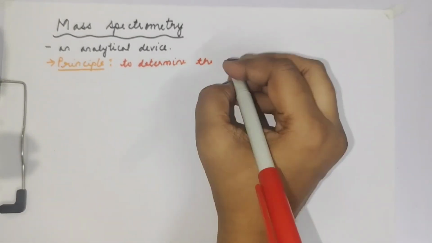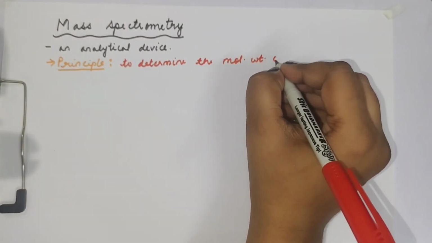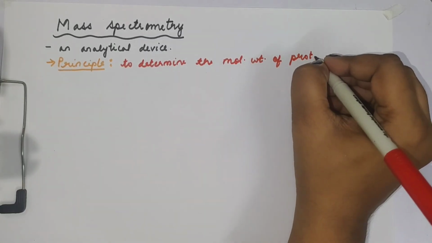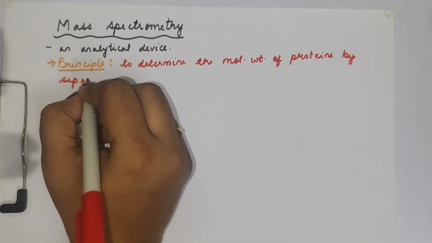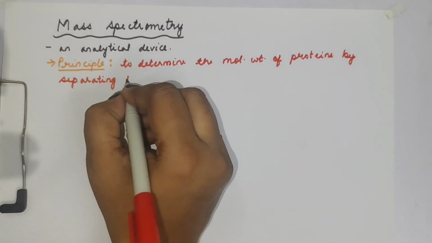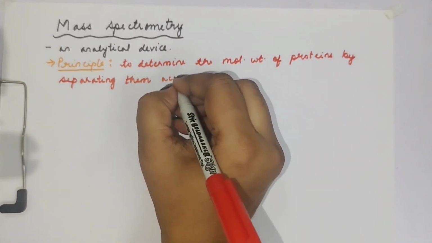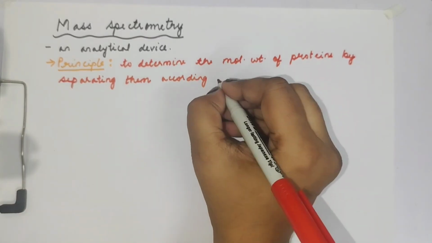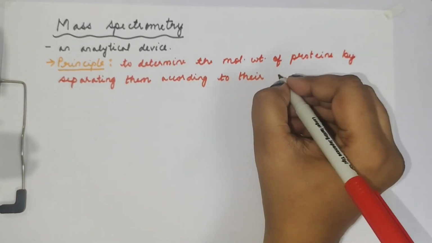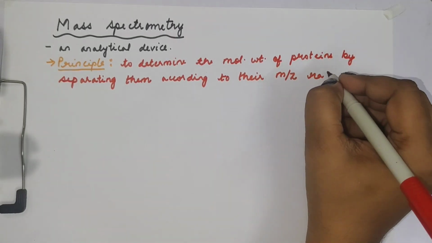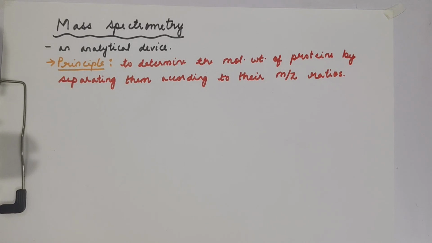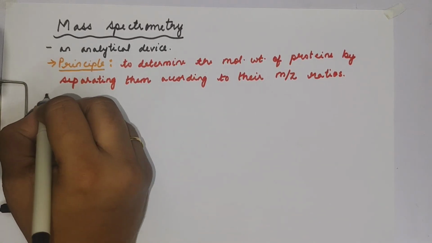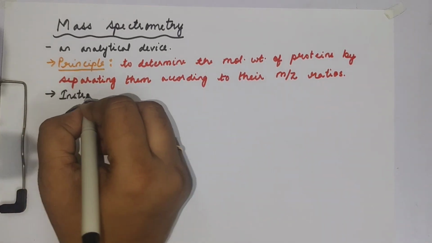So, the principle of mass spectrometry is to determine the molecular weight of proteins. And how will it determine the molecular weight? It will determine the molecular weight by separating the proteins according to their mass by charge ratio, or we can say m by z ratio, where m refers to the mass and z refers to the charge. So, the proteins will be separated according to their m by z ratios. How, we will understand later in this video only.